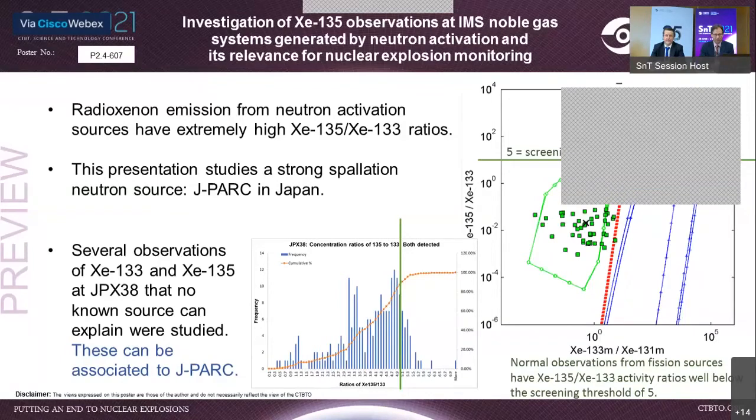But one needs to understand that for activation, xenon-135 and xenon-131m are the lead nuclides, not xenon-133. So for activation sources, it is expected that xenon-135 occurs at a higher activity than xenon-133. And there is a spallation neutron source in Japan at the J-PARC facility. We test the hypothesis whether emissions from that source could explain observations of xenon-135 at the Takasaki IMS station. And the answer will be on the poster. So thank you for your attention.